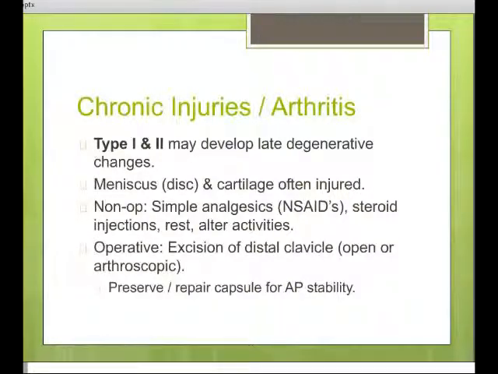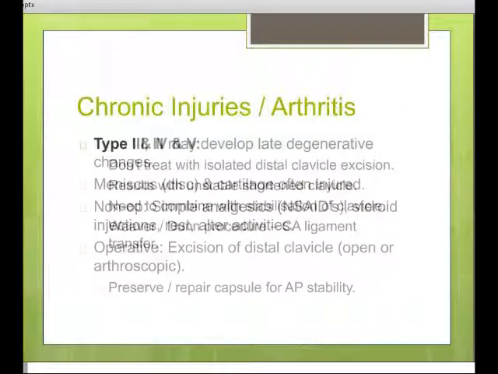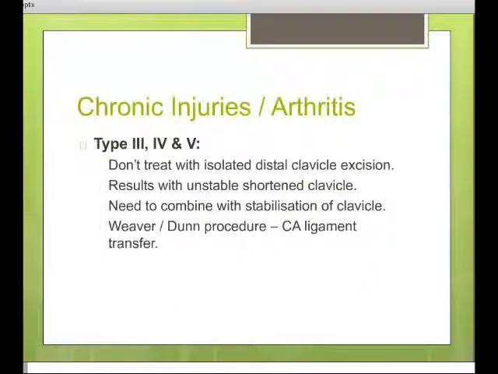With types 3, 4, and 5, the rule is don't treat with an isolated distal clavicle excision, because it'll result with an unstable and shortened clavicle, since the CC ligament is completely torn, as well as the AC ligament, and this needs to be combined with a stabilization procedure, for example the Weaver-Dunn procedure or a CA ligament transfer.